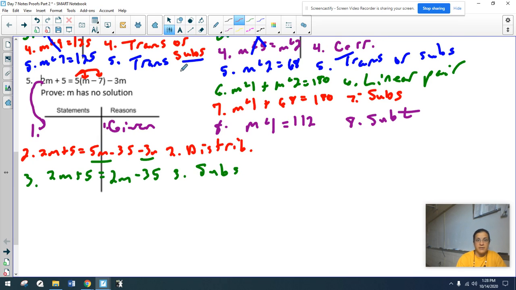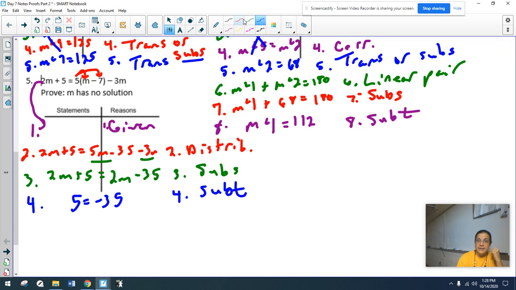And then from here, it shouldn't be too difficult because you're just going to subtract 2m from both sides. If I subtract 2m from both sides, they both cross out. You get nothing. So I'm left with 5 equals negative 35. And that was, we subtracted from both sides, so subtraction property of equality.